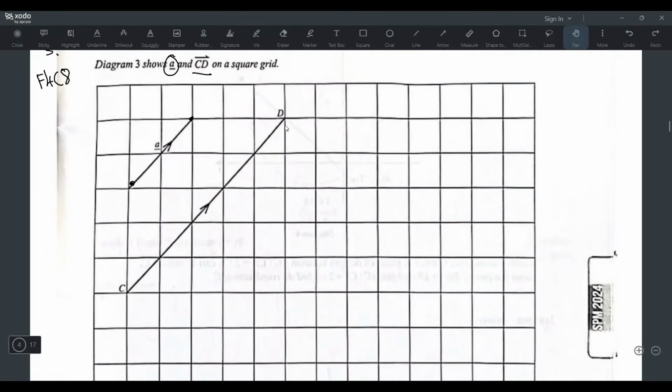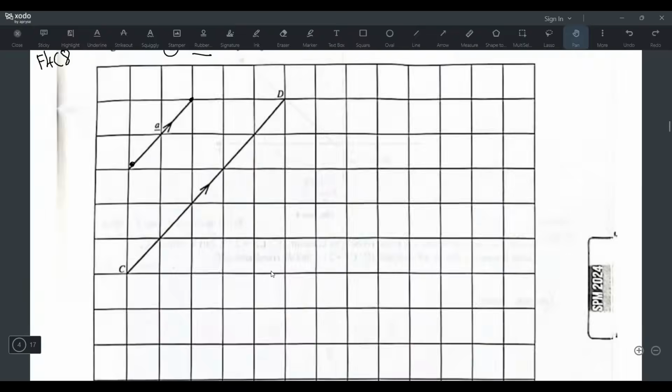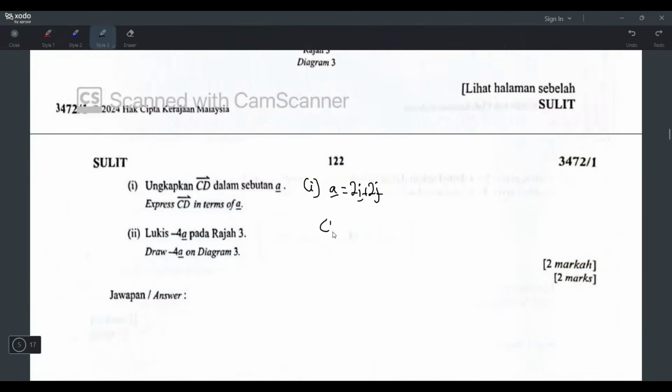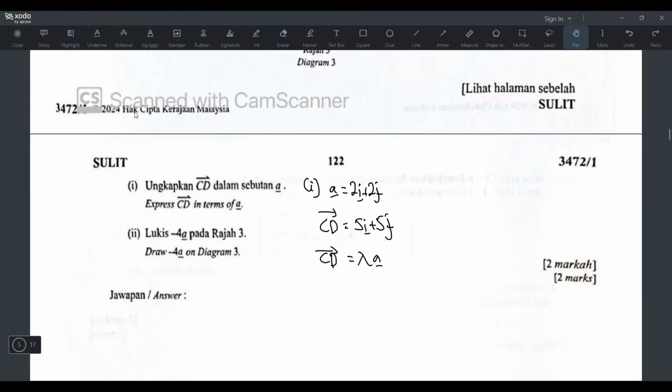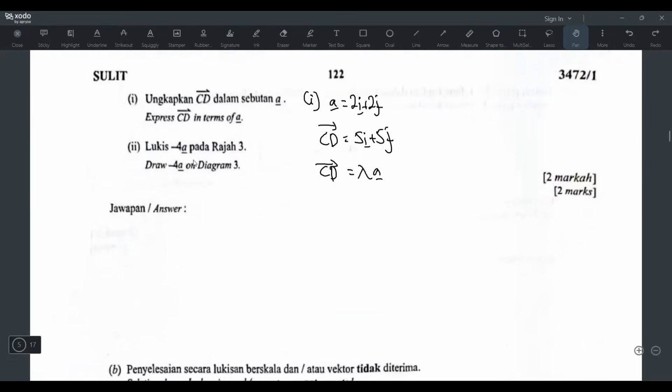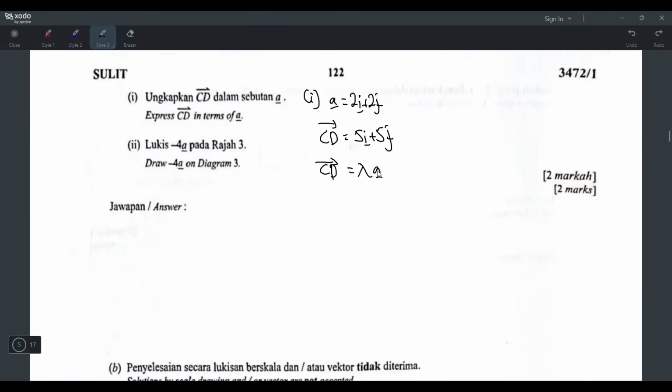And it will be positive because ke kanan, ke atas, both positive. So that is vector CD, 5i plus 5j. But don't forget, they are asking for CD in terms of A. So what you do? Let me think. CD equals lambda A lah. You understand, right? Because you want to know CD equals to something A, and we don't know how much the something is. We don't know how many times. So we just call it lambda.